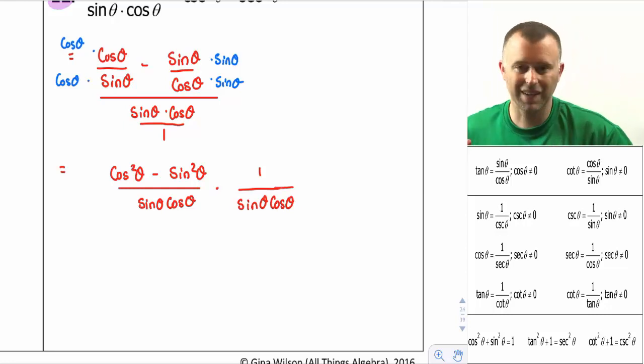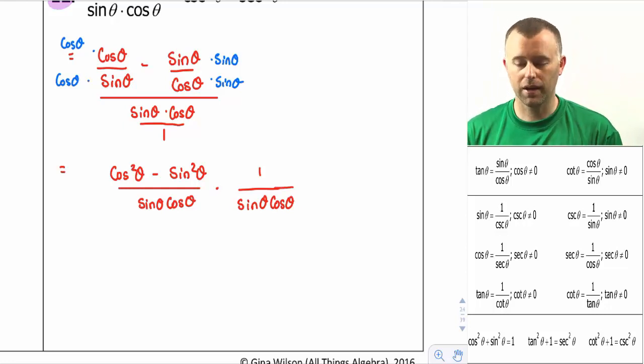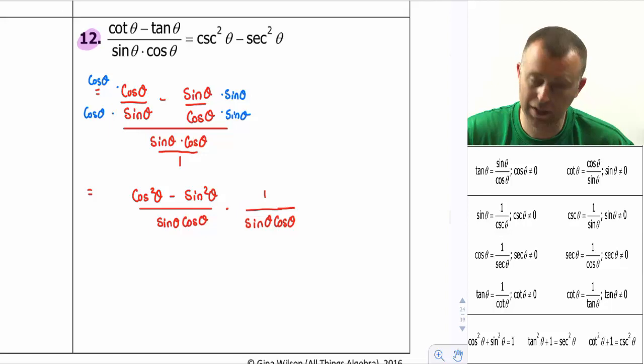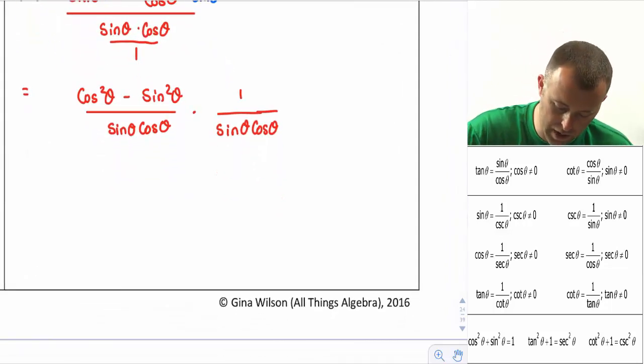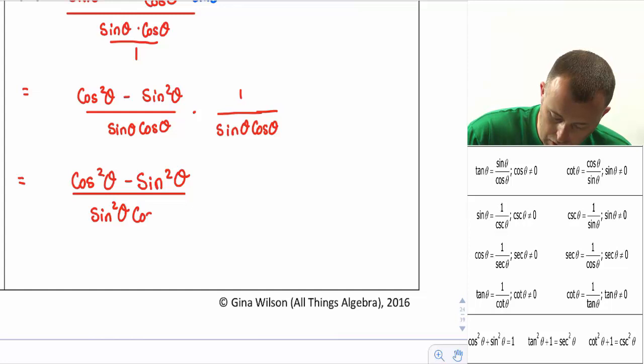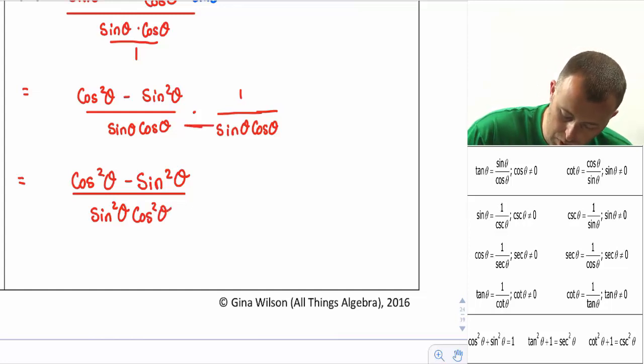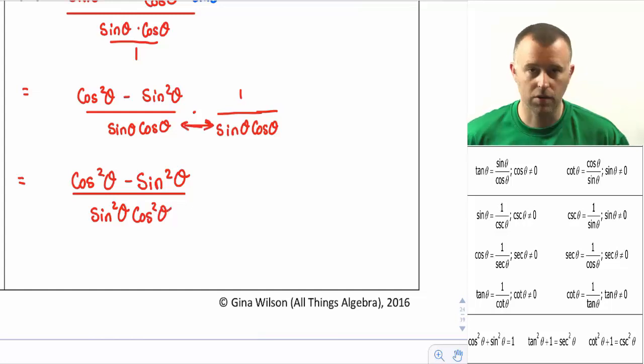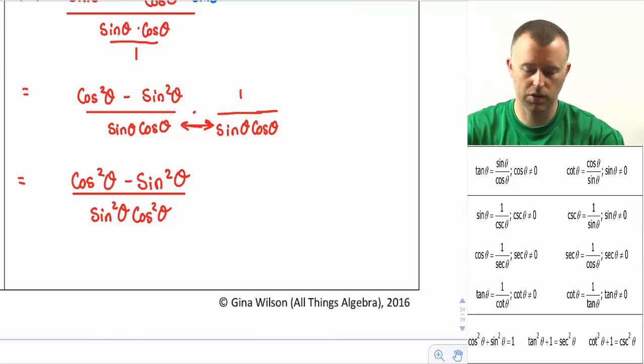Now notice it's not canceling. That's okay. You got to look at what we're trying to get on the other side. We're not there yet. So this will be cosine squared theta minus sine squared theta, now over sine squared theta cos squared theta, because what I'm doing is I'm multiplying my denominators together. So we're just squaring those terms.